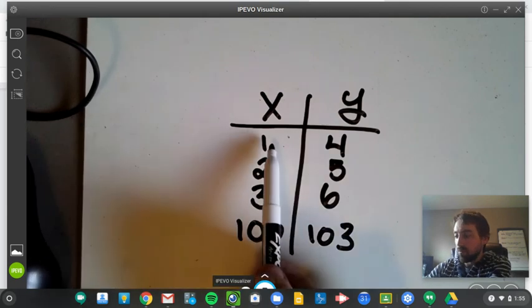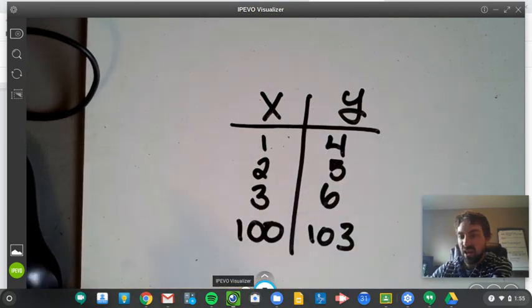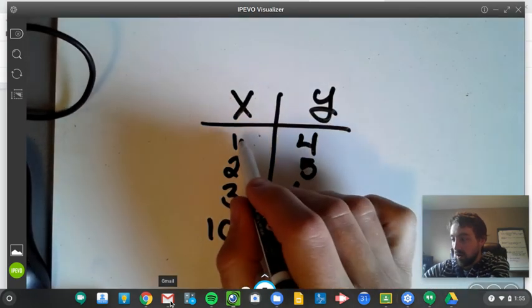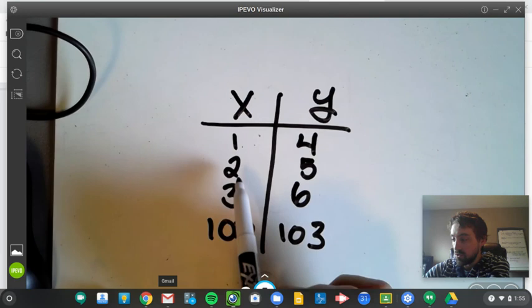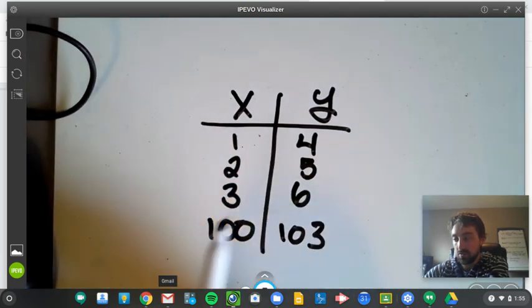So how do you get from 1 to 4? Well, you simply add 3. So the rule would be our input plus 3 equals our output. That works. 2 plus 3 equals 5. 3 plus 3 equals 6. 100 plus 3 equals 103.